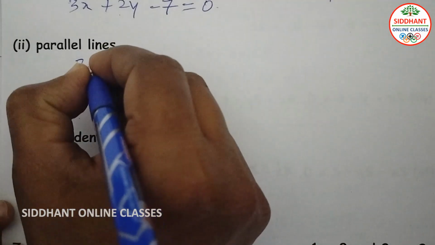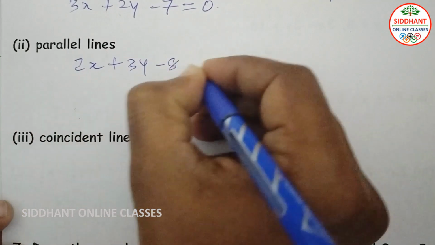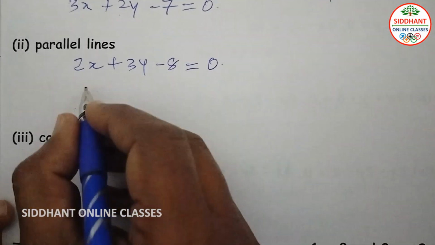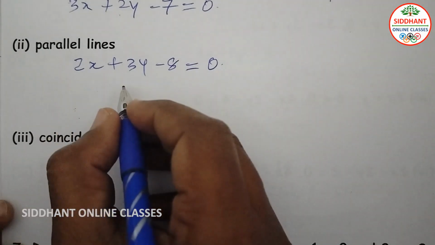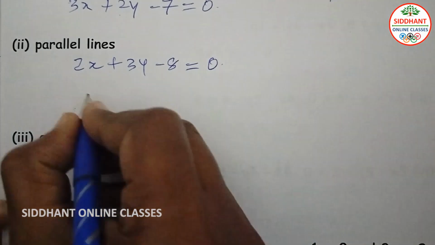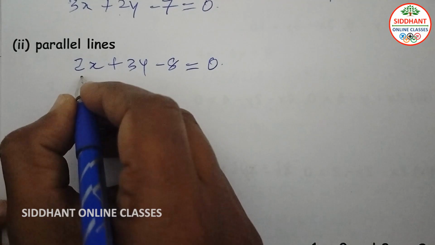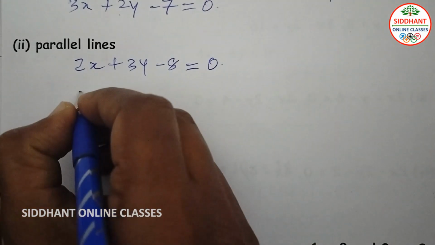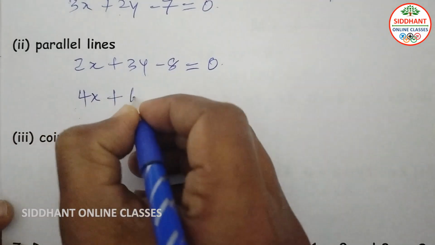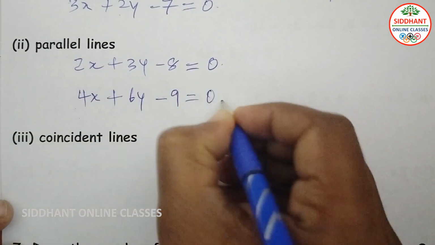The equation is given: 2x plus 3y minus 8 equal to 0. Now parallel lines means a1 by a2 is equal to b1 by b2, which is not equal to c1 by c2. So we are going to frame such an equation: 4x plus 6y minus 9 equal to 0.